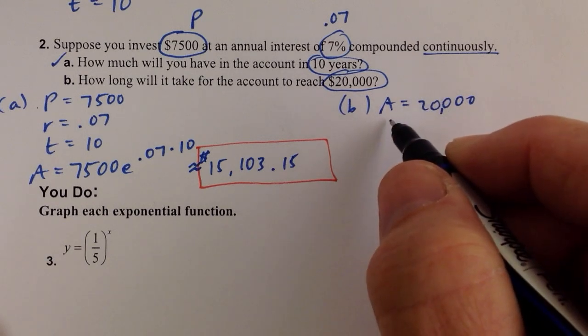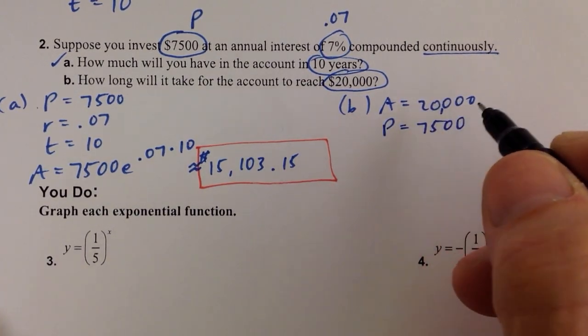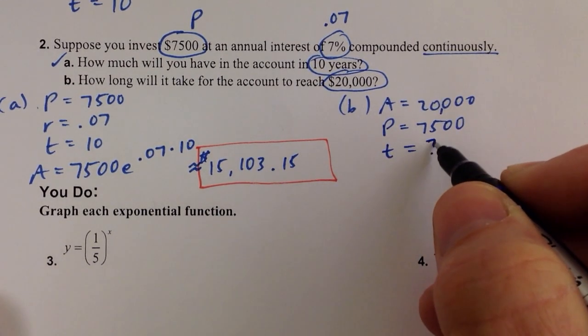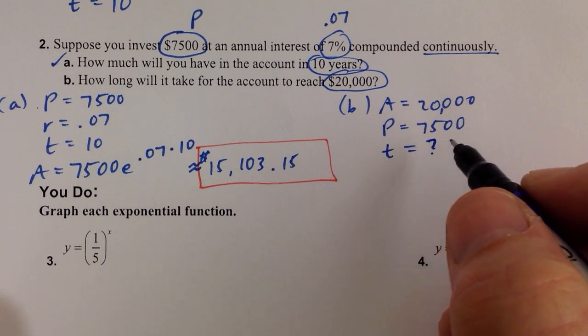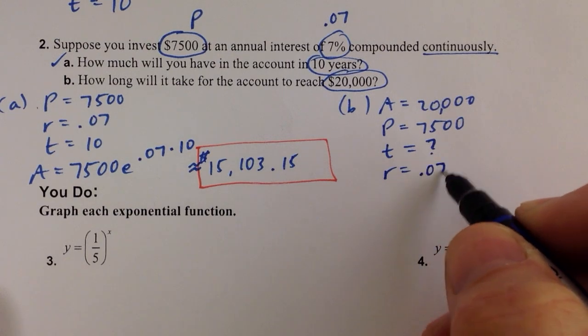So $20,000 is your A. We started again with our 7,500. That's the P value. The T is the value that we don't know. That's what we're trying to find. We're not really sure what the T value is. And then the R value, again, is still 0.07.